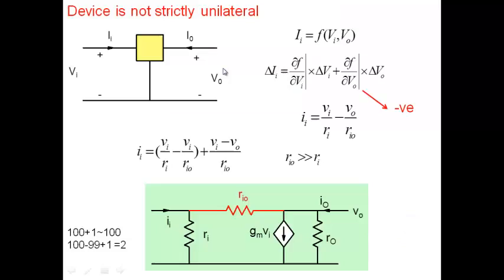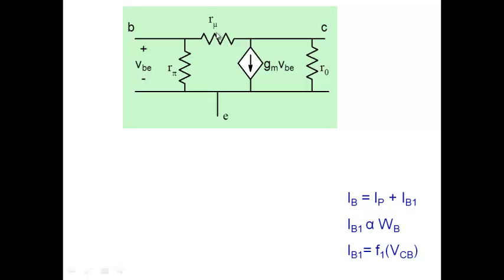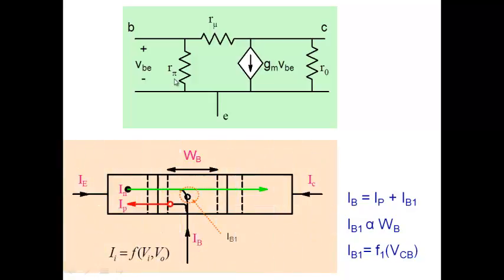Now, this particular term, although I've called it Ri0, in the bipolar hybrid pi model has a specific name. Just as we call it R pi, we call it R mu. And again, a very brief explanation of where this is coming from. Why is my input current dependent on collector voltage? We had seen in the last lecture that the collector current depends on collector voltage through the Early effect.